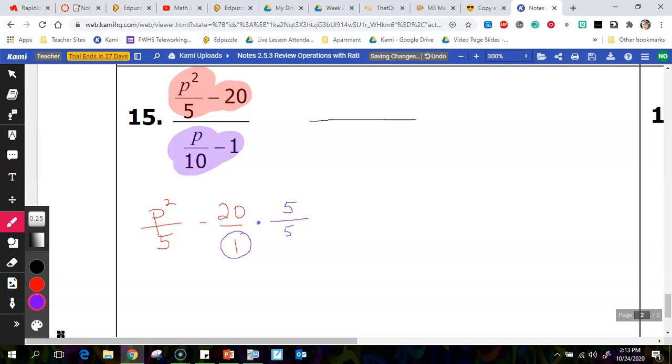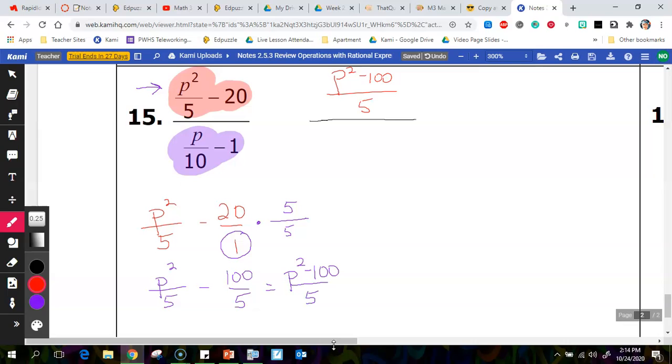Okay, so when I do that, the first fraction is still p squared over 5. The second one is minus 100 over 5. Okay, so my denominators are the same. And remember, I'm still only working with this numerator up here. So I'm still working with this right here, right now. And then p squared minus 100. I'm just going to leave it like that for now. So I've got my numerator, p squared minus 100 over 5. Okay, so I'm done with that part.